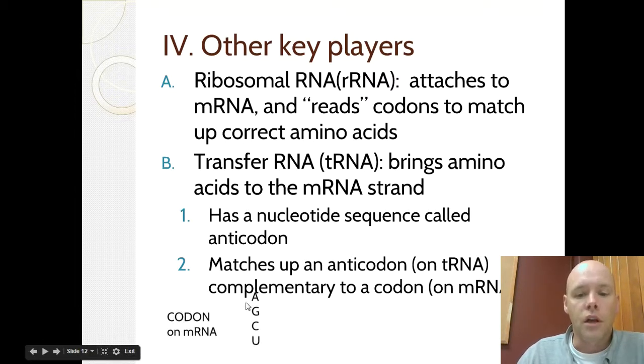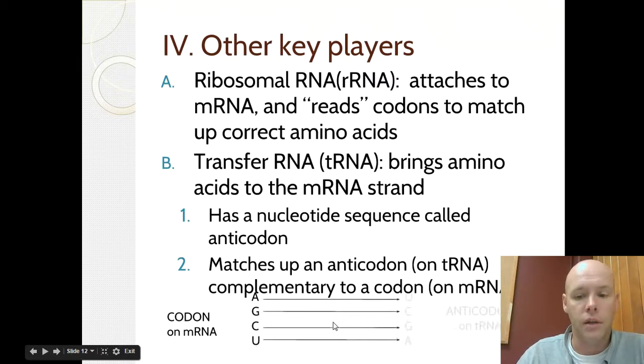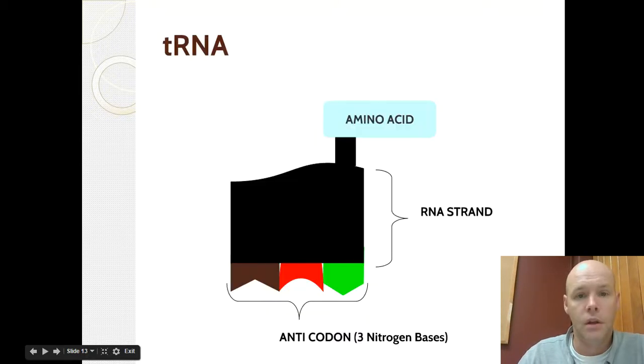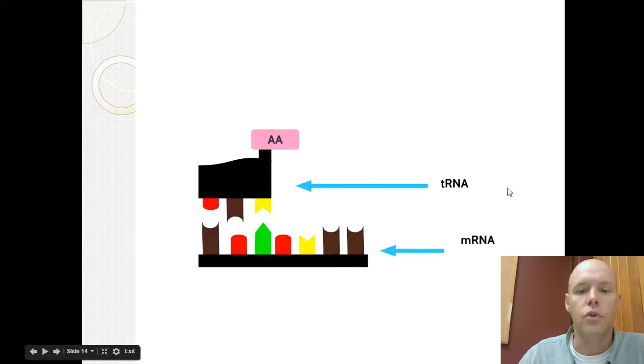So if we look at this, the codon is A, G, C, or U. The anticodon that would match up to it would be A to U, G to C, C to G, U to A. These are RNAs, so there is no T. So this is kind of a very generic example of what a tRNA looks like. You have the RNA strand, and you have the amino acid that's attached with it. And at the bottom here are the nitrogen bases, or what's called the anticodon. So you can see that the tRNA anticodon matches up to the codon on the mRNA.